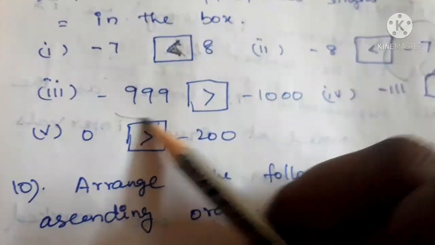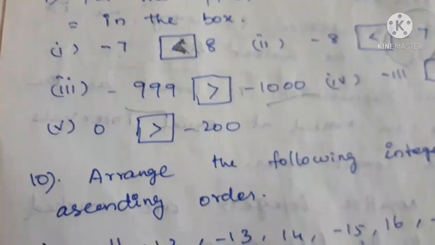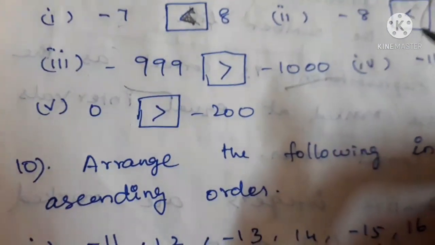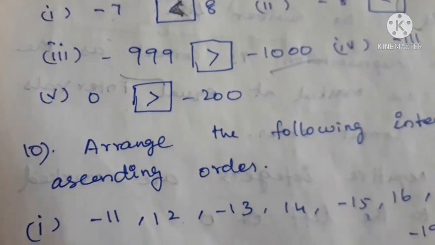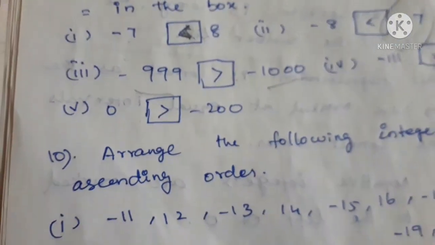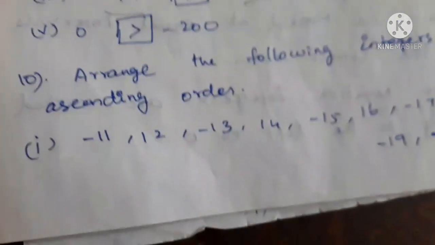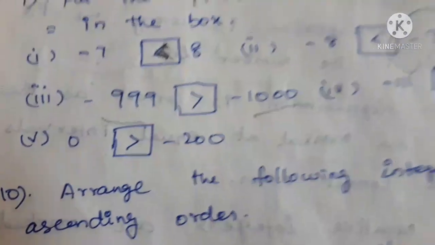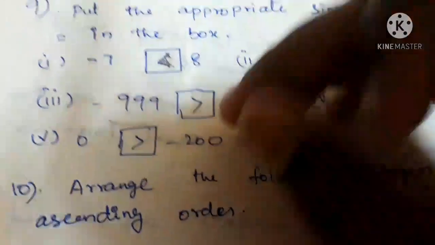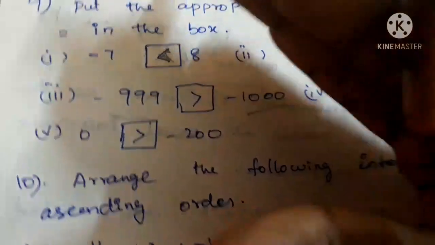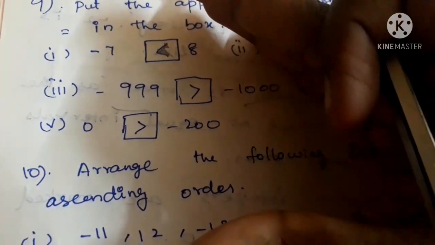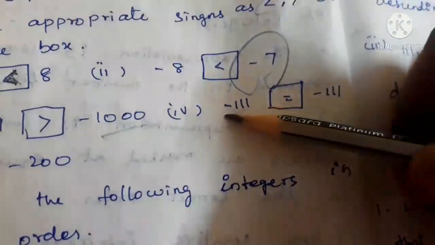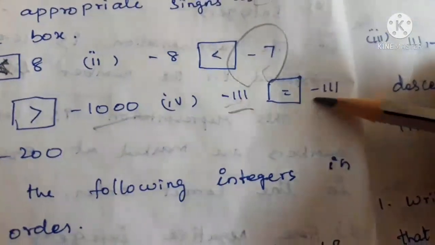The third one, minus 999 and minus 1000. I told you, while comparing two negative numbers, you should always select the least negative number as the biggest one. So it is minus 999. Okay, so the crocodile will open its mouth to grab minus 999. Okay, fourth one, minus 111 and minus 111, both are equal.